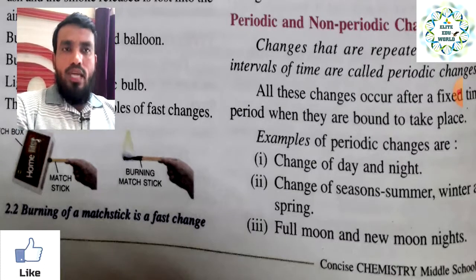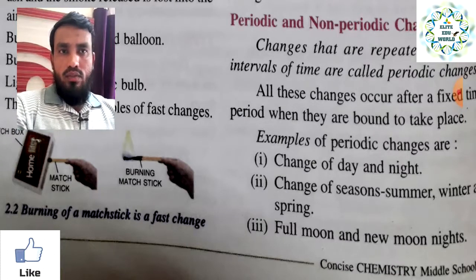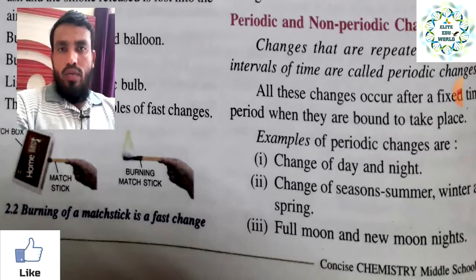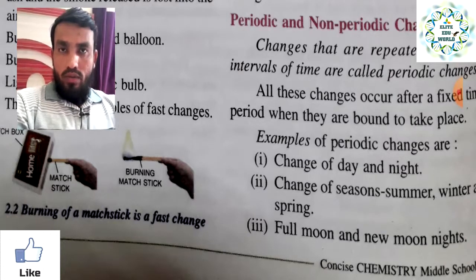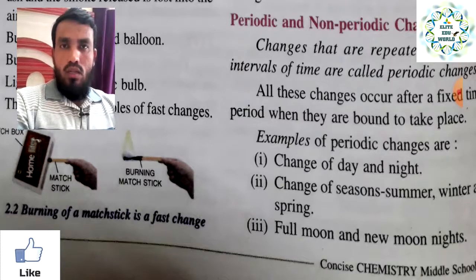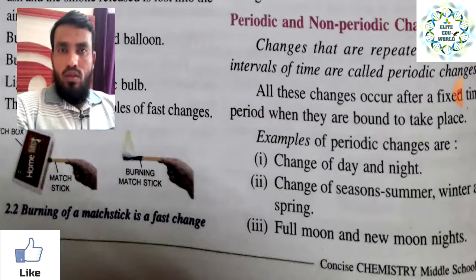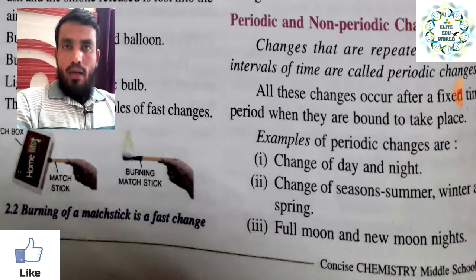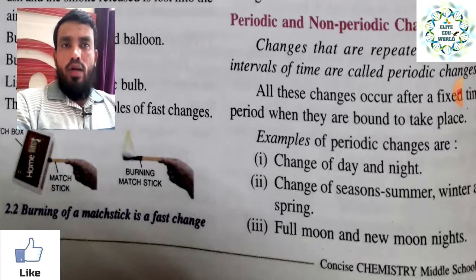Another example of periodic change is the change of day and night, which repeats after a particular time. The change of seasons, summer, winter and spring, also repeats after 4 months. That also has a fixed time period. We can say how many months the summer season lasts and how many months the winter season lasts. So it repeats itself after a particular time period, and that comes under periodic change.